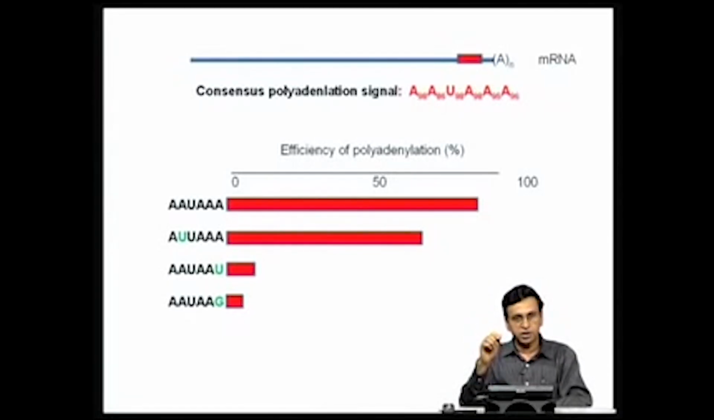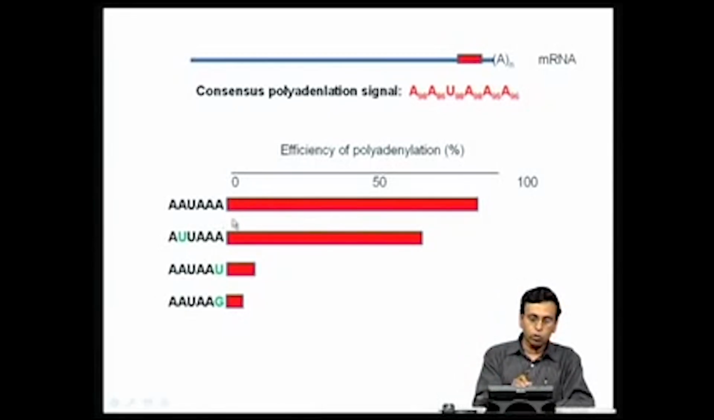To actually find out whether this sequence really has any role in the polyadenylation signal, people did some mutagenesis experiments. So, you can see, if you take the efficiency of polyadenylation of a normal messenger RNA containing the AAUAAA sequence as 100%, and you now mutate the second A residue to U, the efficiency drops to more than 60%.